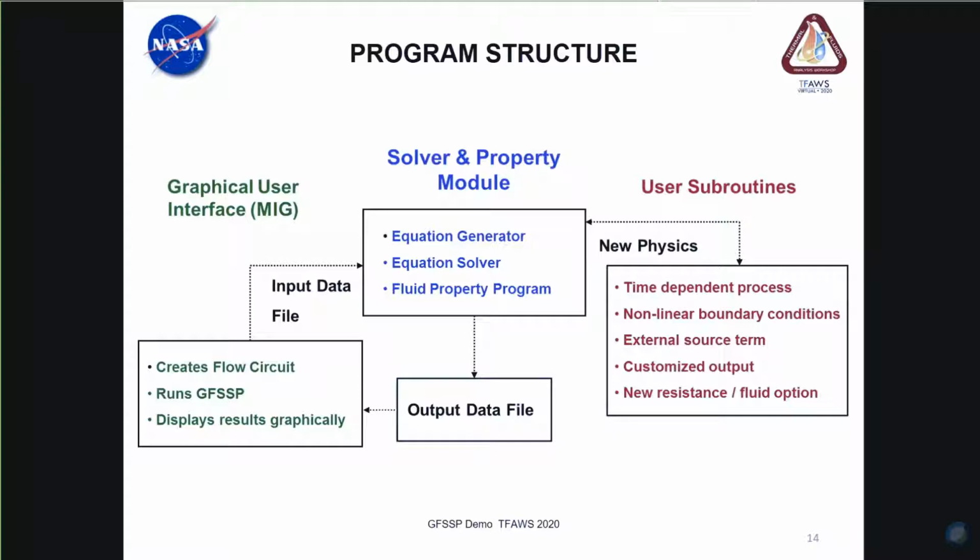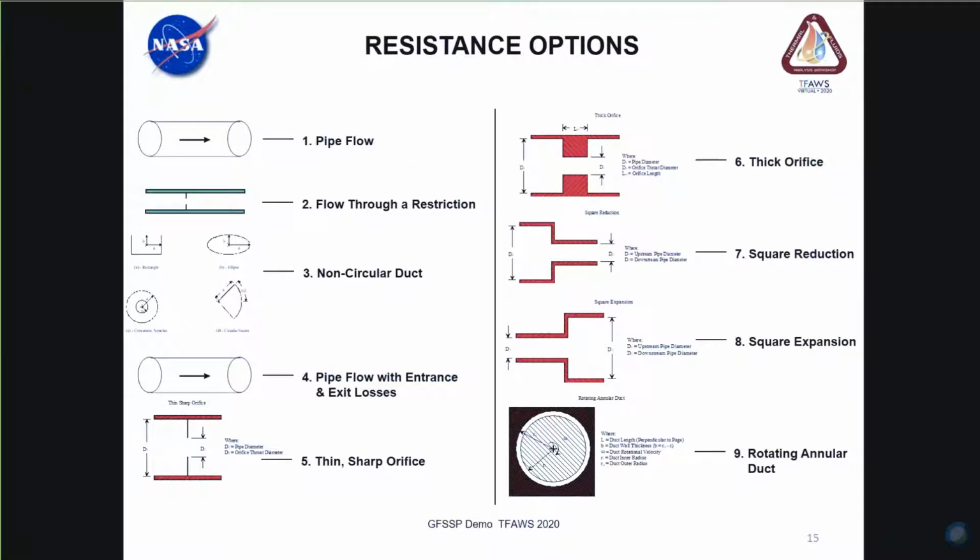GFSSP itself is basically just an equation generator and solver that happens to be linked to fluid property programs. Now, GFSSP also contains calls to empty user subroutines. And in those subroutines, you can write your own customized Fortran, which can then be compiled and included in the code for your own custom executable. So if you have your own type of flow resistance that's not included in the GFSSP library, you can program the equations of pressure drop with respect to flow rate inside a user subroutine.